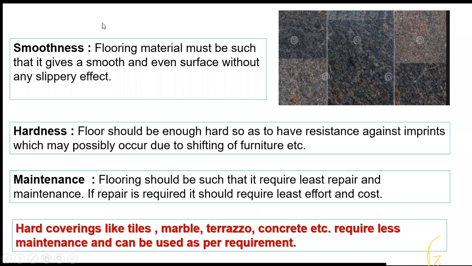So, if I conclude all these points, hard coverings like tiles. Tiles nowadays are of very good quality, very durable, good strength, good finishing, and very easy to install. So you can use square tiles, and then marble, terrazzo, concrete, etc., which require less maintenance and can be used as per requirement. So these are some of the prominent factors we need to consider while selecting the material of a flooring cover, the covering of the floor.